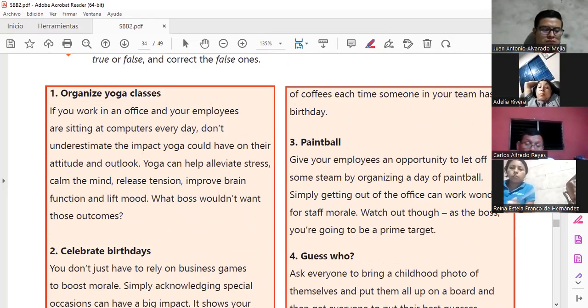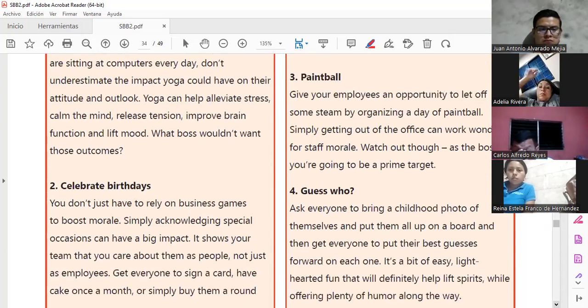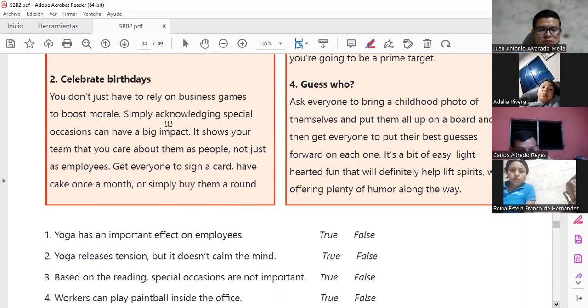So companies that do this try to recognize people, acknowledging. The word acknowledging means to recognize. Simply acknowledging special occasions. Acknowledging is to recognize or make known.